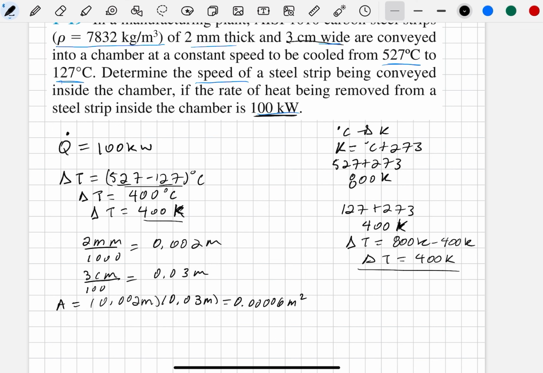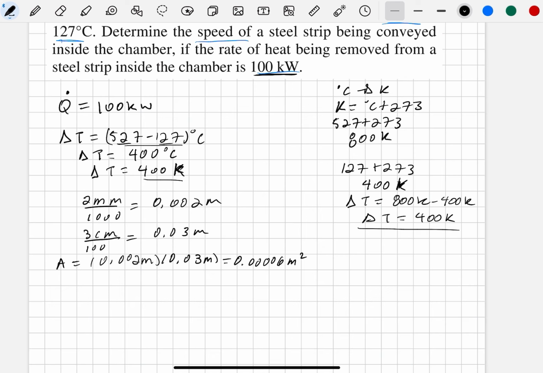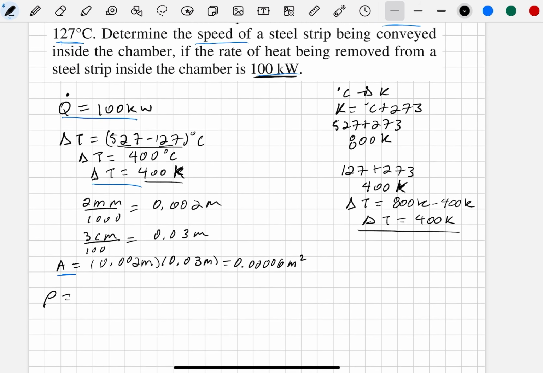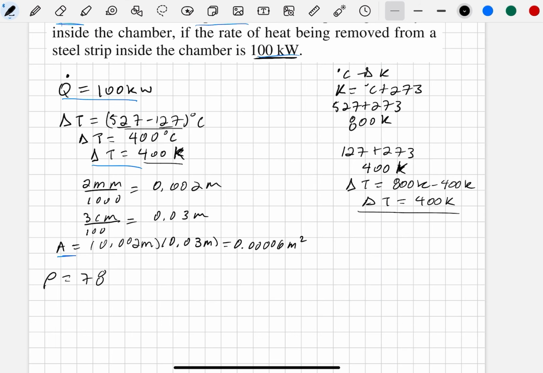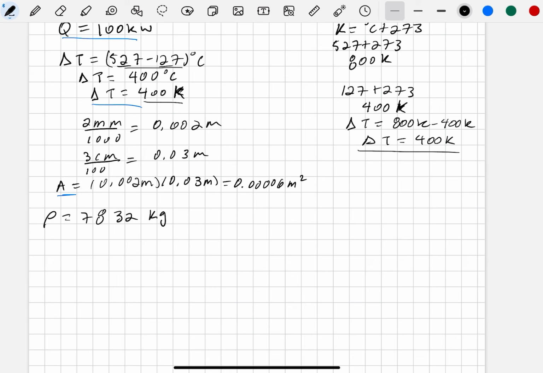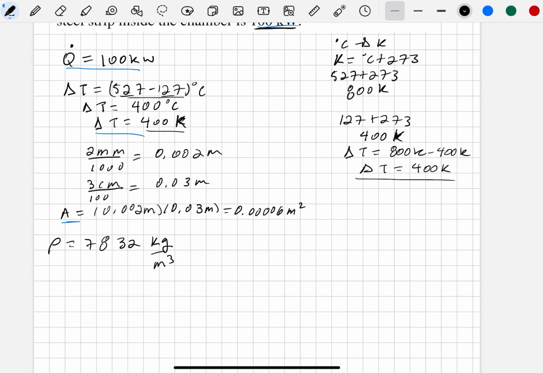What else am I given? I'm given the rate of energy transfer. I'm given the change in temperature. I'm given my dimensions from which I can find the area. I'm also given the density, which turns out to be 7832 kilograms per meter cubed. And that seems like everything I'm given.